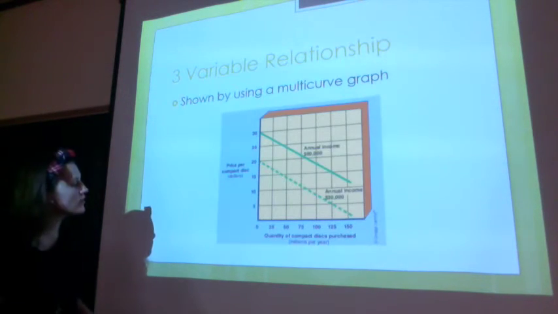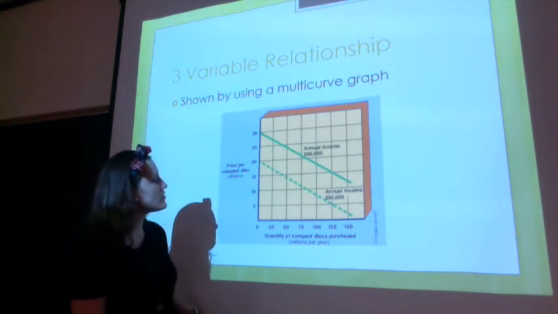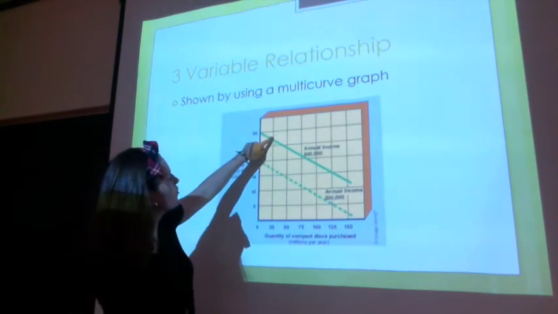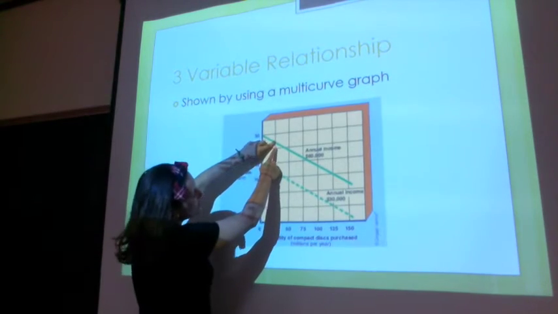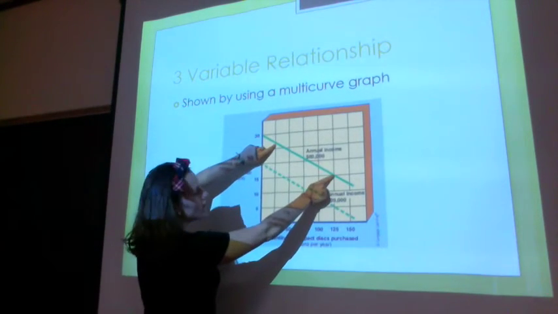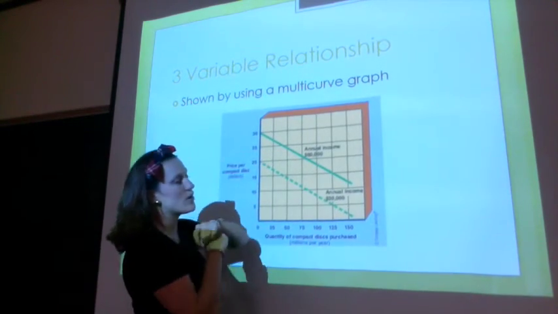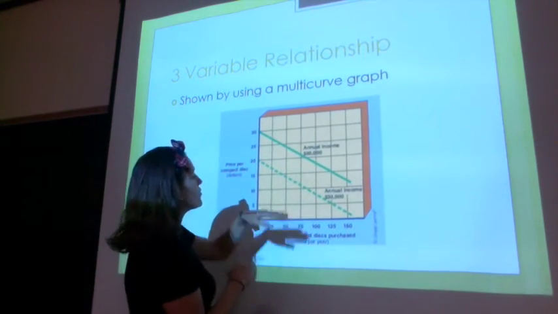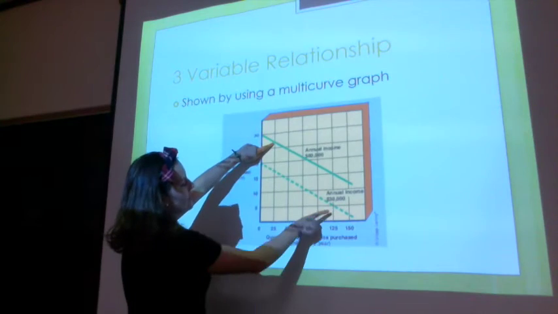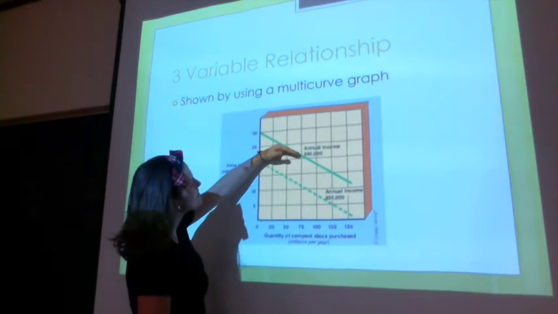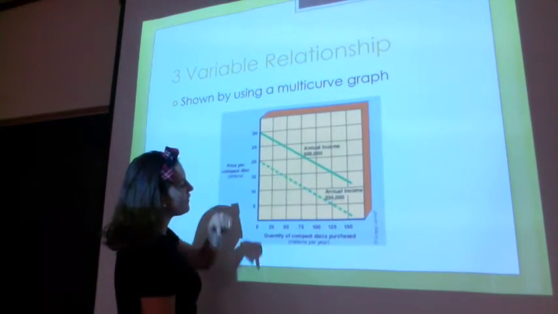Looking at the previous example, if we wanted to find the movement along the curve, we would look at two different variables. So, right here, if we looked at this coordinate and this coordinate, we would see that it is a movement down the curve. However, if we looked at two different variables, such as this point and this point, we would see that it is a shift left because it's moving left down the graph.